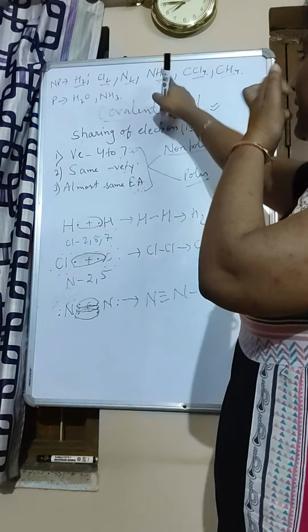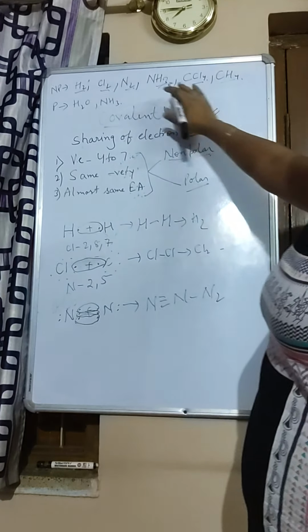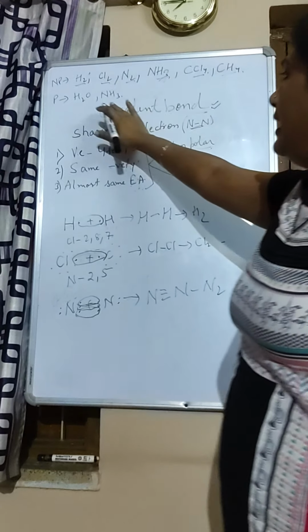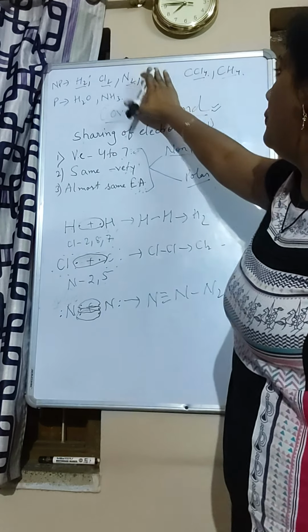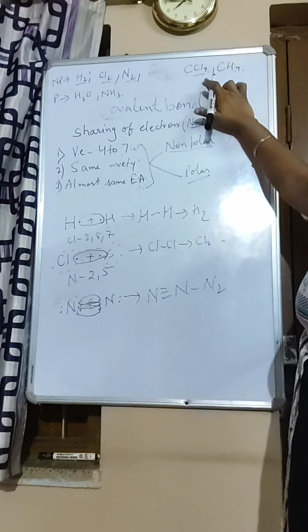Now coming to ammonia. I am leaving ammonia for now. Ammonia and H2O are polar covalent bonding, so we'll talk about non-polar first.